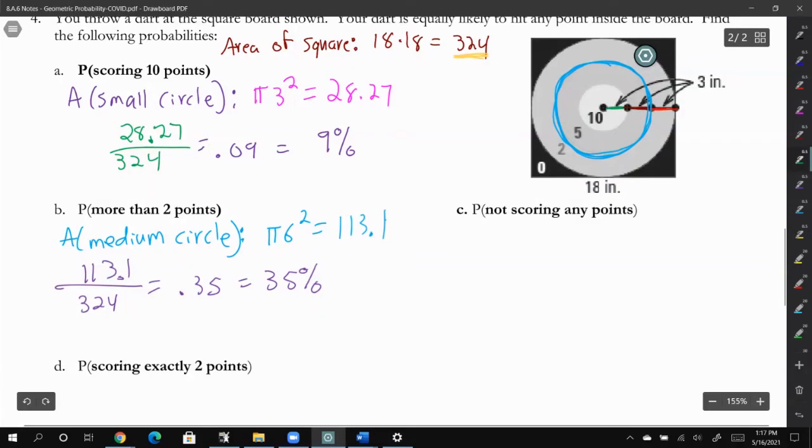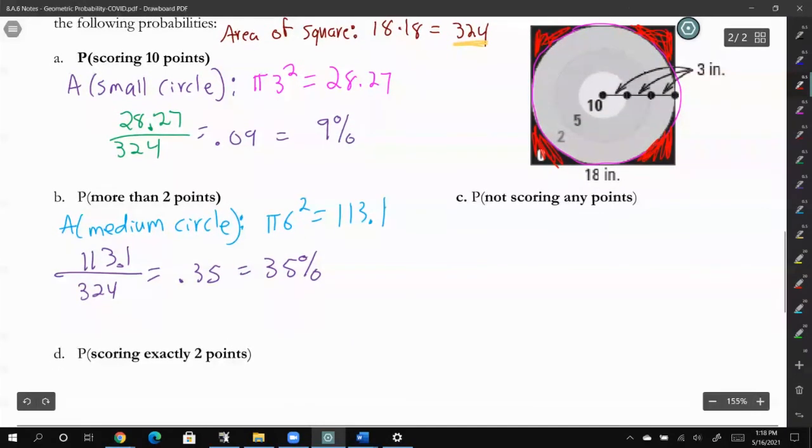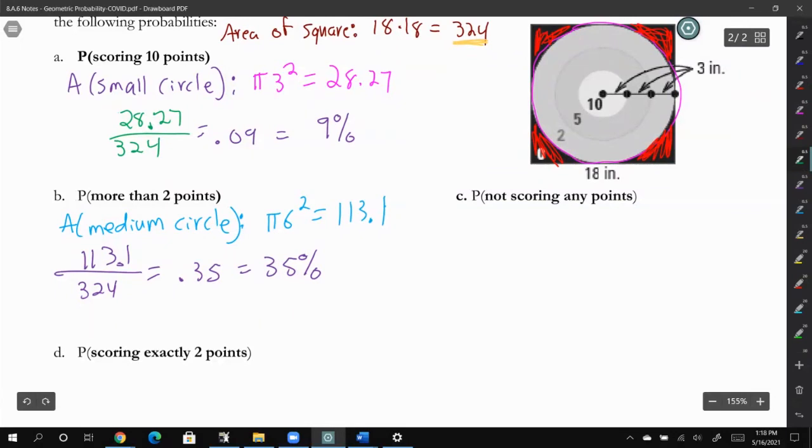So the probability of not scoring any points. So I want to know what's the probability that I land outside this circle. I want to hit one of these regions here. So we need to find the area of those regions. Well, we need to find the area of this large circle that I outlined in pink. So area of large circle is going to be pi times 9 squared, because again, each one of these segments is 3.